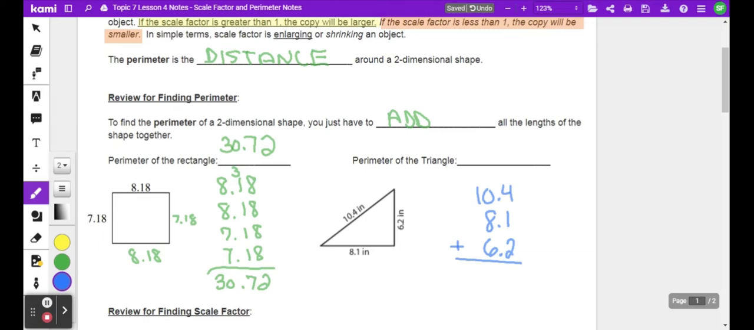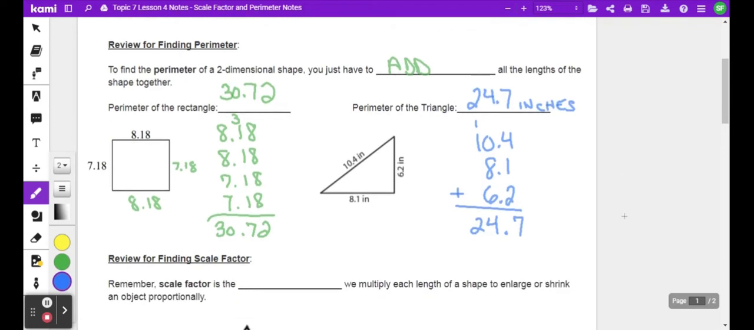4 plus 1 is 5. 5 plus 2 is 7. Bring my decimal down. 0 plus 8 is 8. 8 plus 6 is 14. I'm going to leave the 4, carry the 1. 1 plus 1 is 2. And I can see that the perimeter of the triangle is going to be 24.7. And in this case, I do know that it is going to be inches because they told me that each side is in inches.